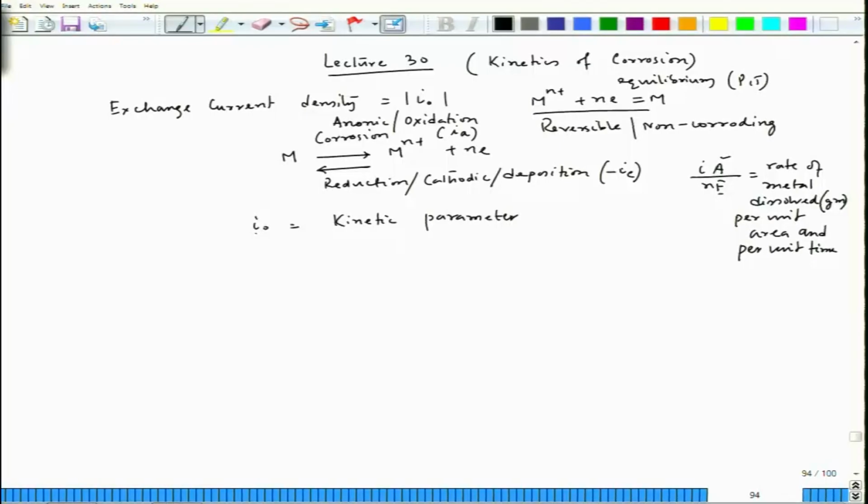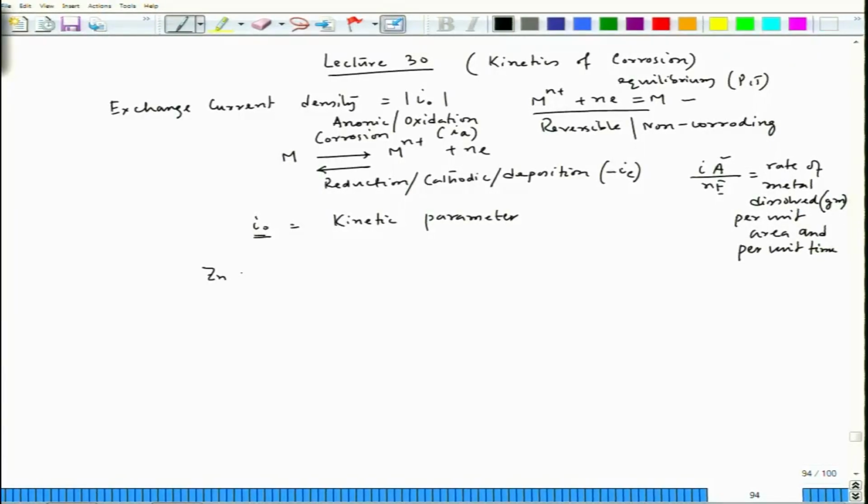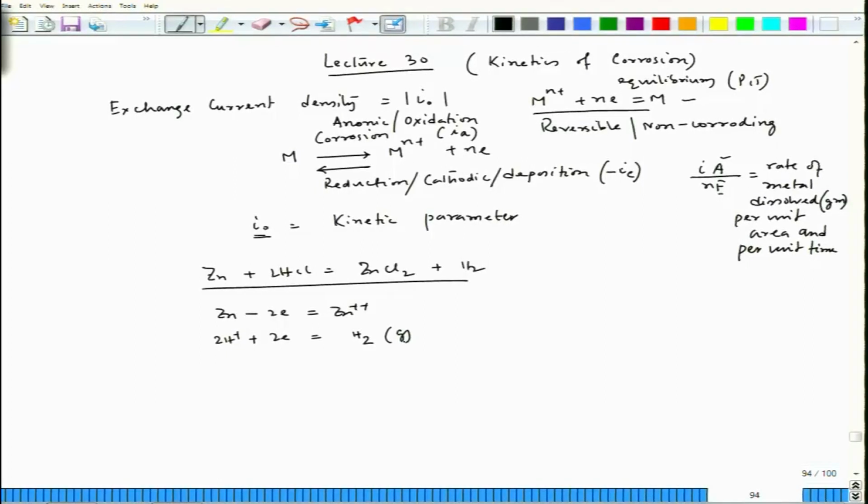Now, we have said that this I0 is specific to a particular redox reaction. It is not for the complete cell reaction, it is for a half cell reaction. For example, consider zinc plus HCl giving zinc chloride plus H2. This reaction can be broken into two half cells. One is Zn minus 2e equal to Zn2+, and 2H+ plus 2e equal to H2. This is the gas that forms on the zinc surface.